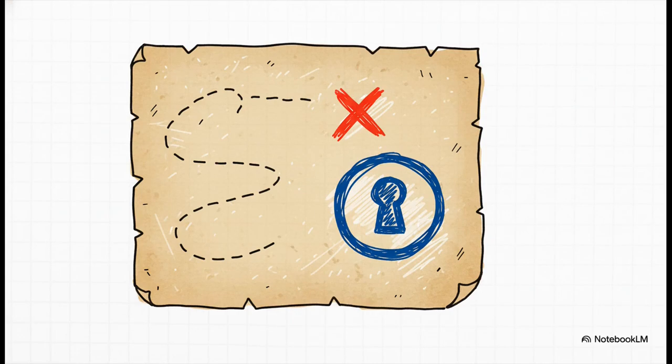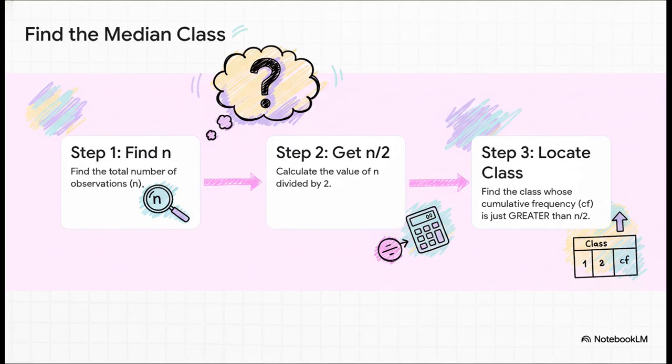Okay, so now for our main mission. The very first and honestly the most important step in finding the median is locating the median class. Once you find this, trust me, the rest of the problem is a piece of cake. And finding the median class is super easy. It's just a simple 3-step recipe.